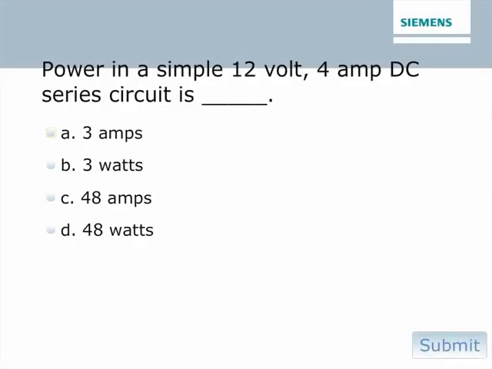Question 7. Power in a simple 12-volt, 4-amp DC series circuit is blank. Is it A, 3 amps, B, 3 watts, C, 48 amps, or D, 48 watts?